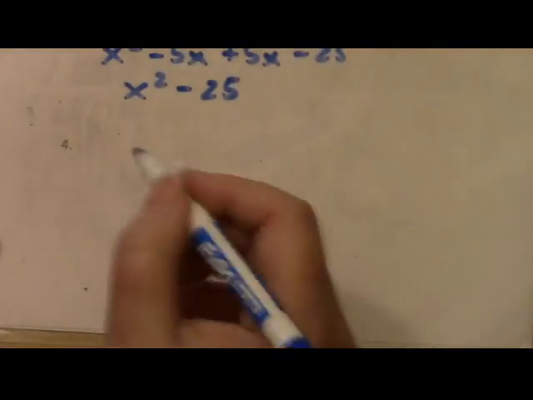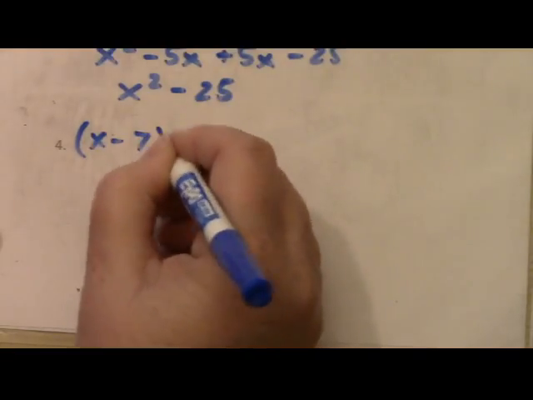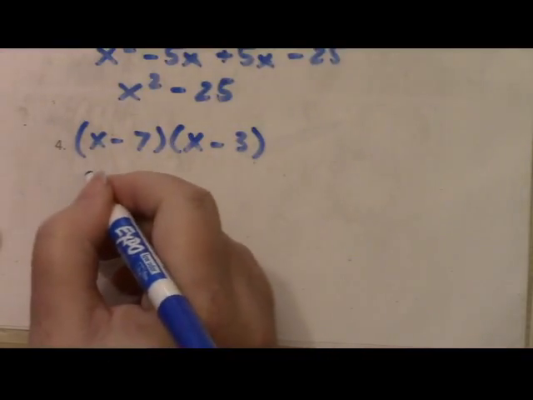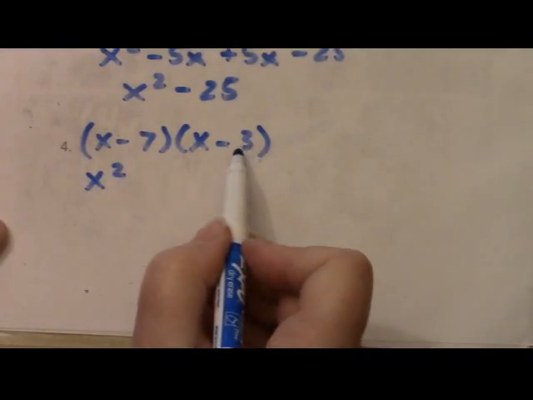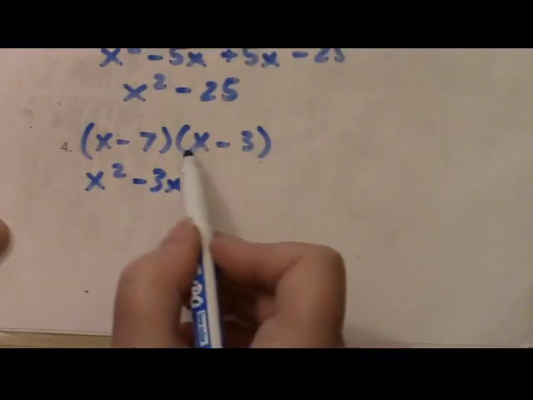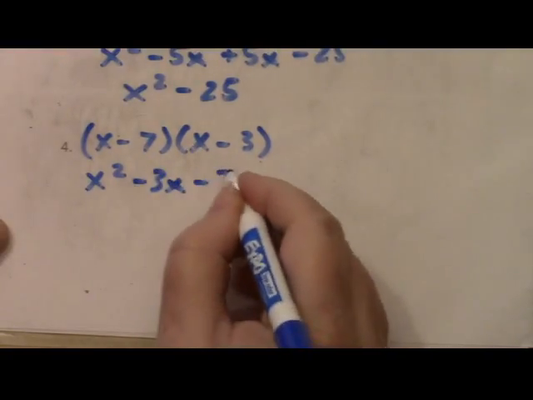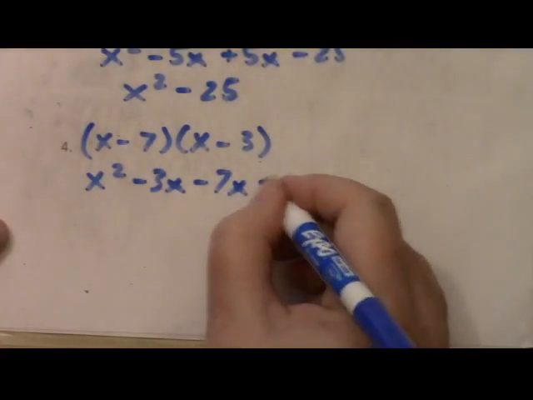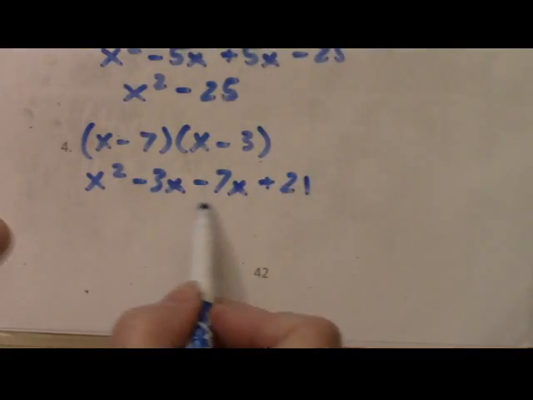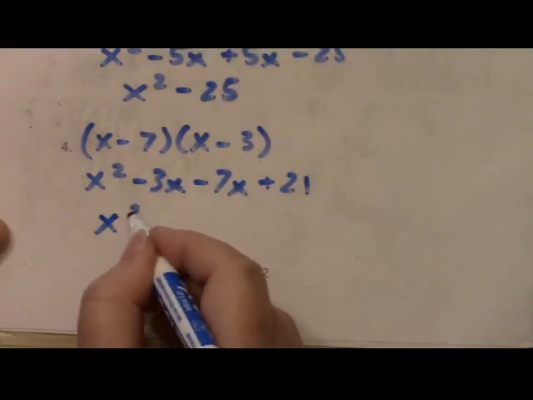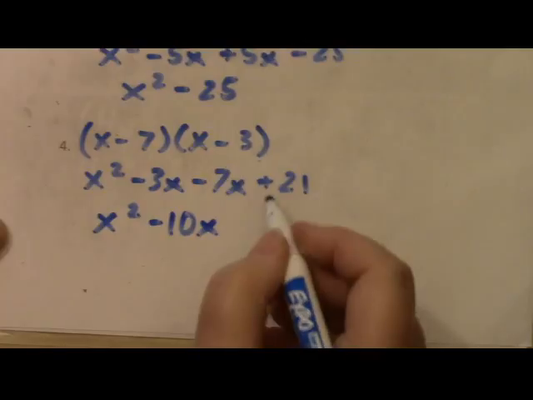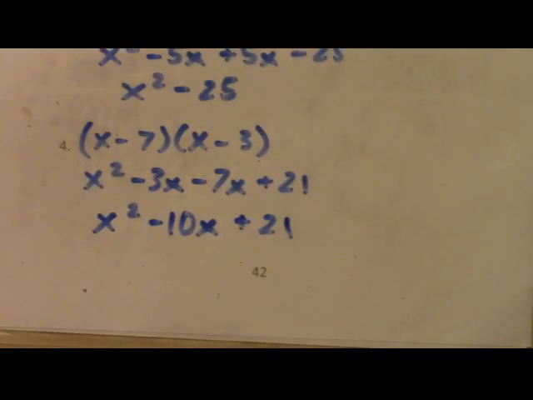Let's try one more. Let's do x minus 7 times x minus 3. First terms, x times x. Outside, negative 3 times x. Inside, negative 7 times x. Last, negative 7 times negative 3 gives me a positive 21. Combine my like terms, I end up with x squared, negative 3 minus 7 is negative 10x, plus 21. That's how you multiply two sets of binomials.